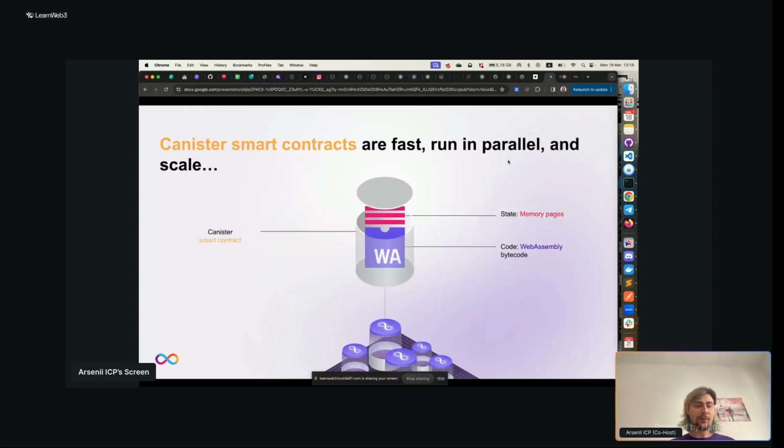Smart contracts in our network are named canisters. They are fast, run in parallel, and scale with some limitations, of course. But compared with Ethereum, the size of our canister can be 100 megabytes already. We compile the code to WebAssembly. The native language for canisters is Rust, but we also have a library for TypeScript, which is called Azle, and also have our own language, Motoko.